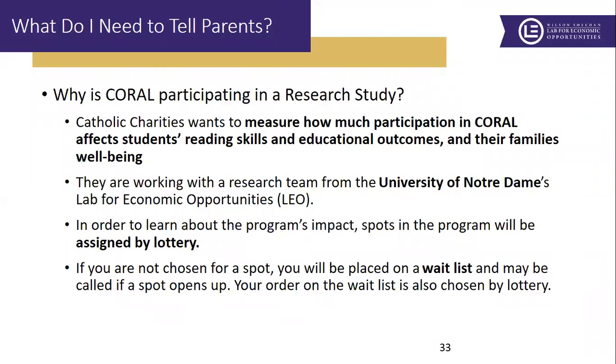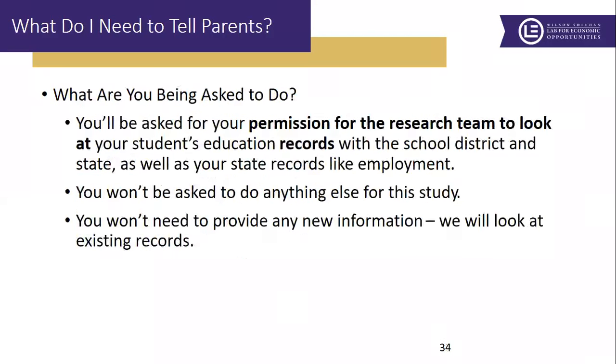But in order to learn about the program's impact, spots in the program will be assigned by lottery, and if you're not chosen for a spot, you'll be placed on a wait list, and you may be called if a spot opens up. You also will need to tell parents what they're being asked to do, which is you're being asked for your permission for the research team to look at your records. You won't be asked to do anything else for the study, and you won't need to provide any new information.